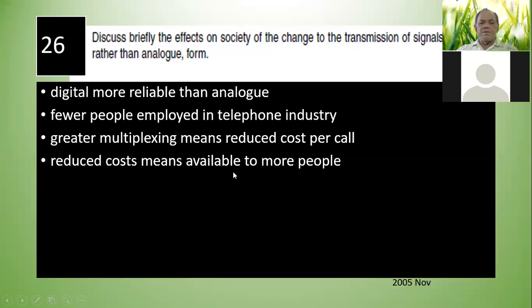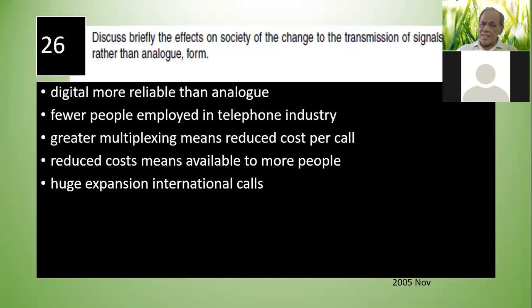Reduced cost means available to more people. So if the cost is less expensive, more people can use the telephone. Huge expansion of international calls. At the same time, with reduced cost, we can afford to make more overseas calls. It's not like during my time, when it cost a few hundred dollars just to make an overseas call. Now it's cheaper than that.